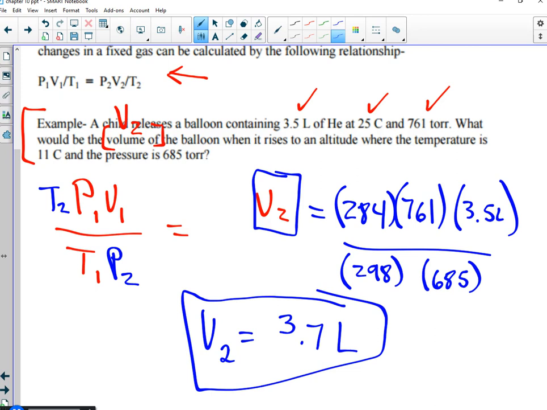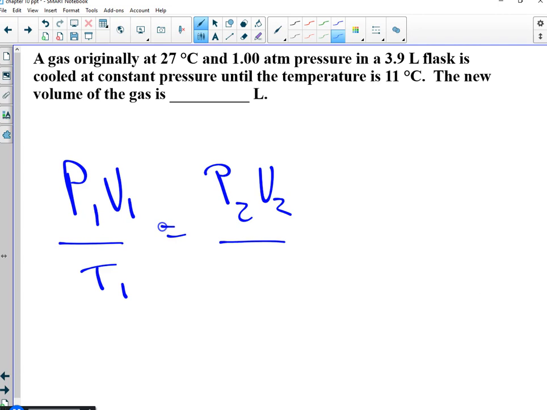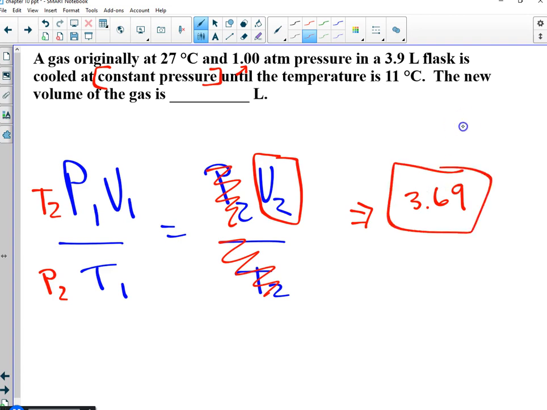All right, there's one more example. I'll write this again in case you need it. Okay, will you try that one on your own? All right, so we're solving for V2 again. We have T2 up top and P2 on the bottom. And then we just plug things in. What did you end up getting? All right, 3.69 liters. Sounds good to me.